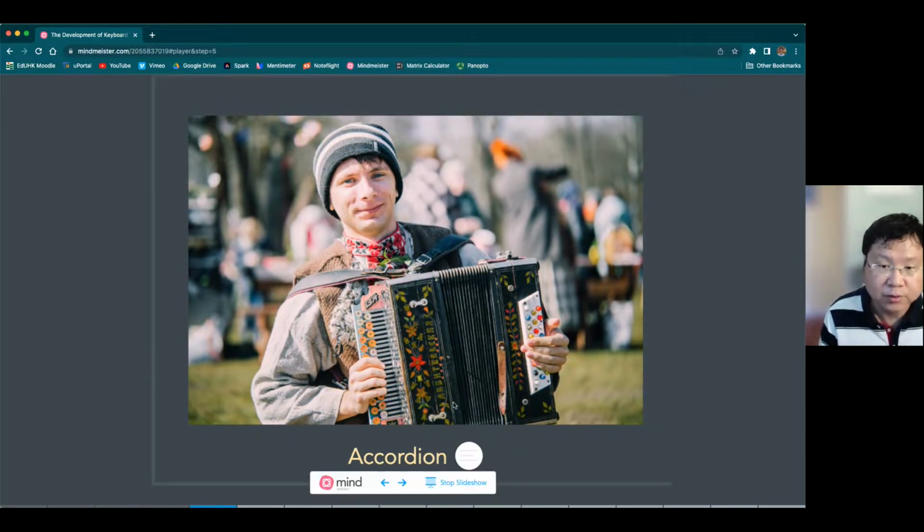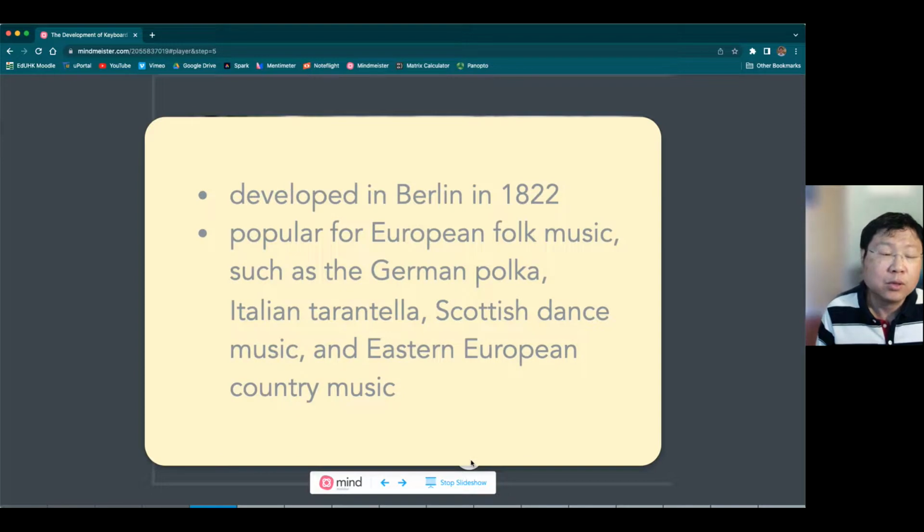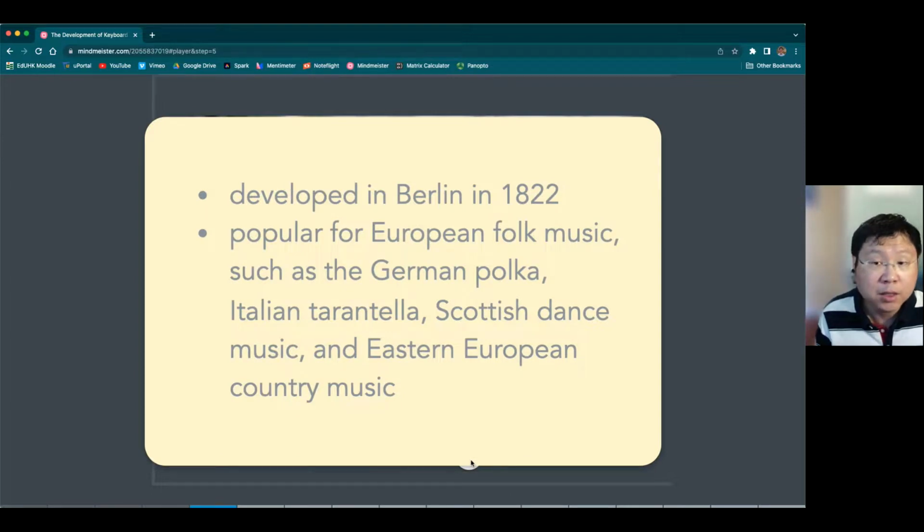Lastly, the accordion. The accordion was invented in Berlin in 1822. It was popular for European folk, German polka, Italian cappella, Scottish dance music, and Eastern European country music.